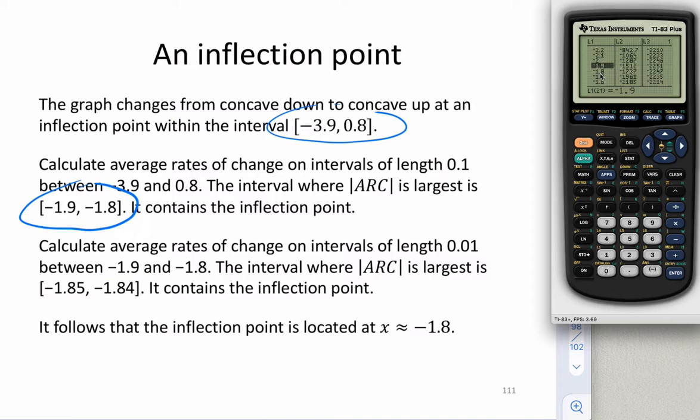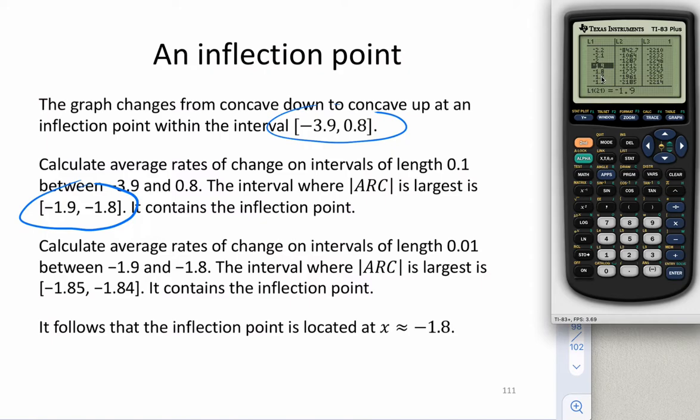So we're pretty close to 1 decimal place accuracy. We know to 1 decimal place the answer is going to be either negative 1.9 or negative 1.8. We have to break this interval up into smaller subintervals in order to figure out which of those endpoints the inflection point is closer to.